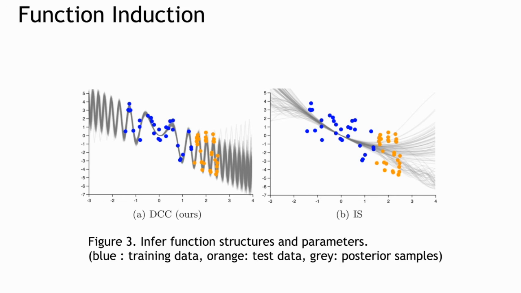We can do more interesting things as well, such as introducing a grammar over functions and then performing inference over the space of the functions. Here, the blue dots are the training data and the orange ones are the test data. The gray lines are the posterior samples of the inferred functions. As you can see on the left, DCC is able to fit the data way better than the baselines.